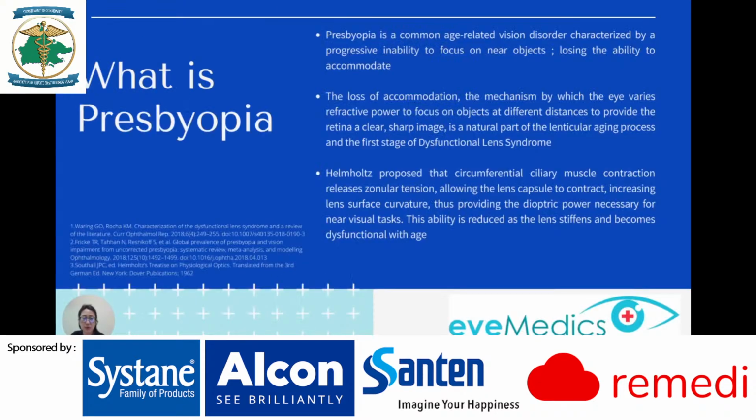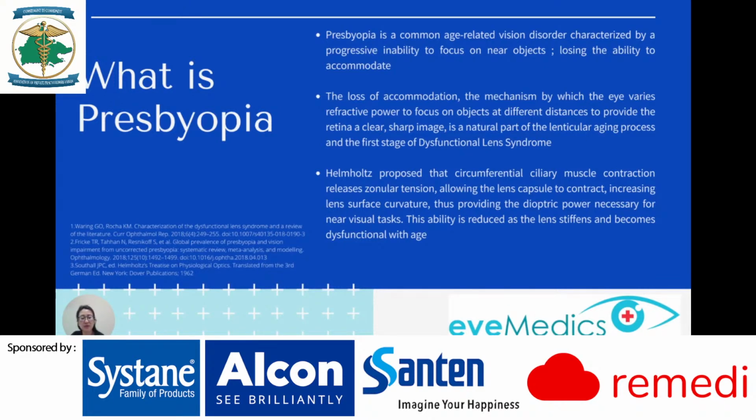So what is presbyopia? Presbyopia is a common age-related vision disorder characterized by a progressive inability to focus on near objects. The loss of accommodation, the mechanism by which the eye varies its refractive power to focus on objects at different distances to provide the retina a clear, sharp image, is a natural part of the lenticular aging process and the first stage of dysfunctional lens syndrome.